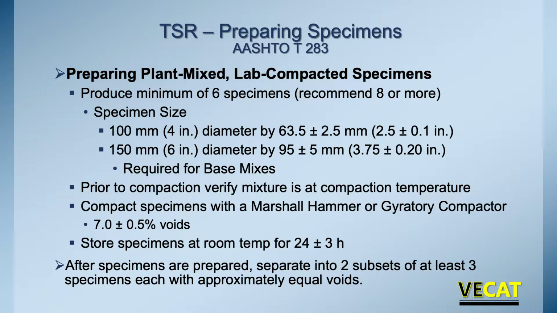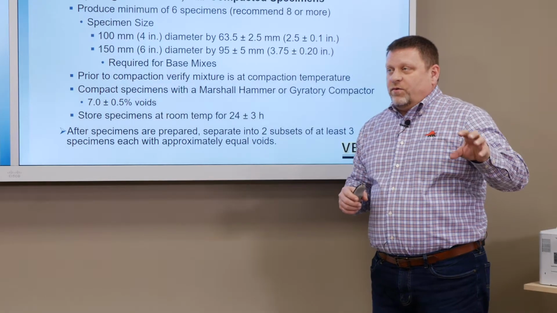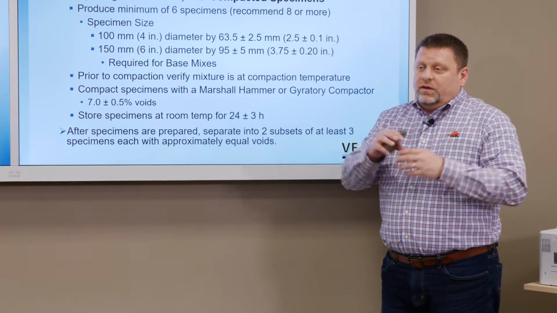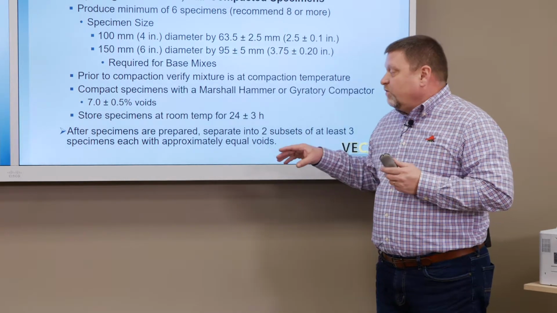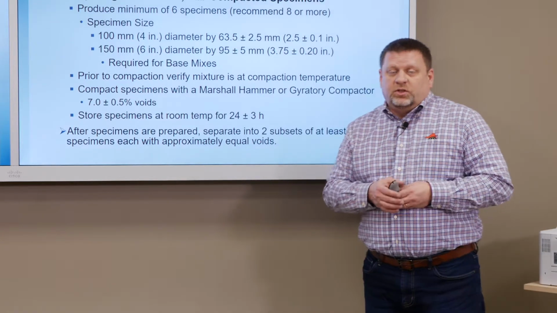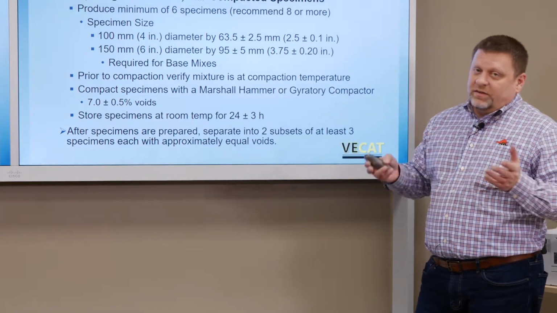What we're saying here is we don't want all the low air void content to be in one set and all the high air void content to be in the other. We want the average air void content of the 3 specimens in each subset to be as equal as you can get it, or equivalent as you can get it.